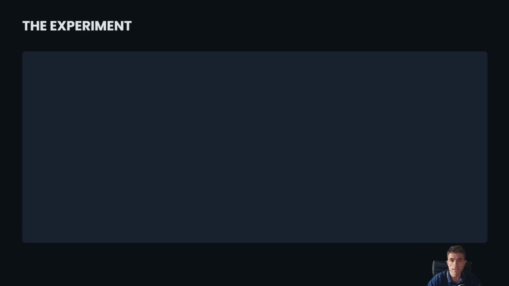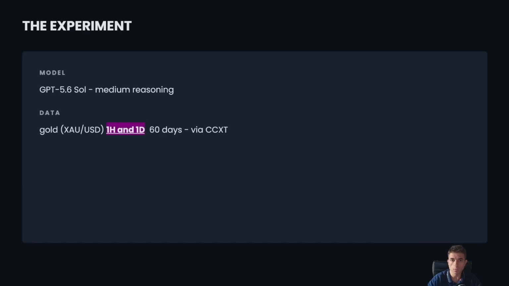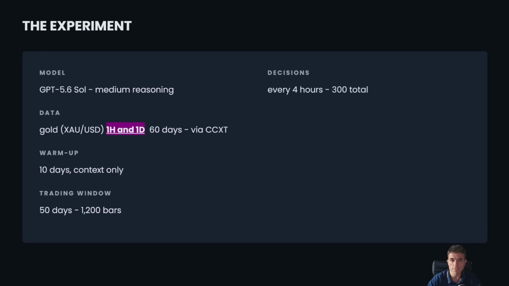Okay, so here's the experimental setup. I used 60 days of gold data from CCXT. The data uses the 1 hour time frame, the 1 hour candles, and also daily candles for more context. The first 10 days are only used for context or to give the agent some market history. The agent does not trade during those 10 days. It then trades the next 50 days. It makes one decision every 4 hours. That gives us 300 decisions in total.